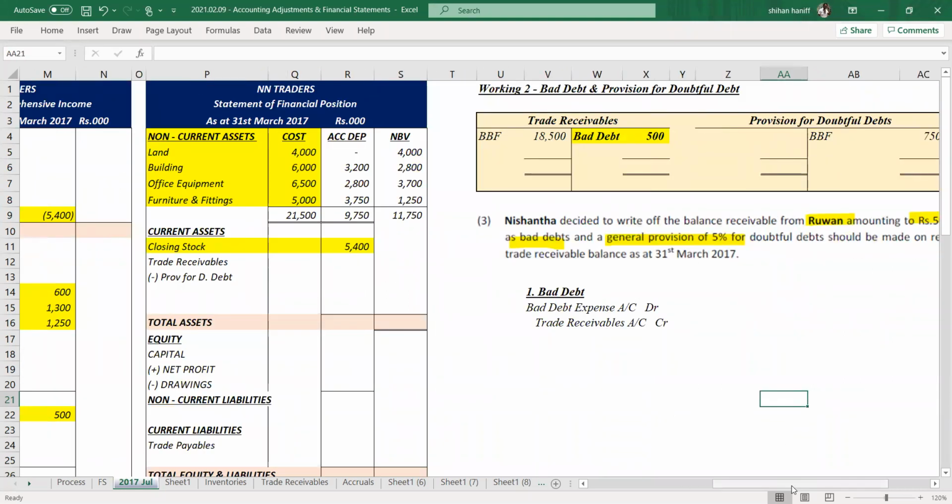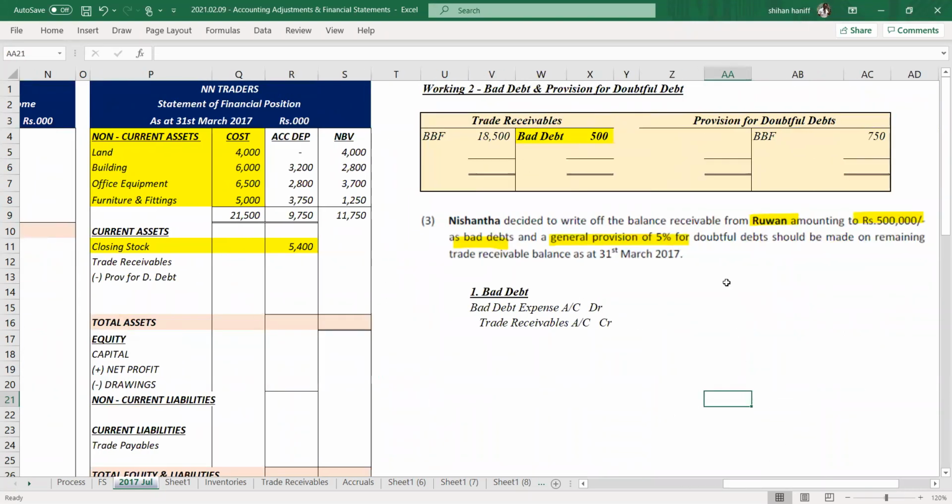Now, from the remaining trade receivables, we have to make a 5% provision. So how do you get the remaining trade receivables? Balance the account, balance carried down, balance brought down. Remaining trade receivable is 18,000.